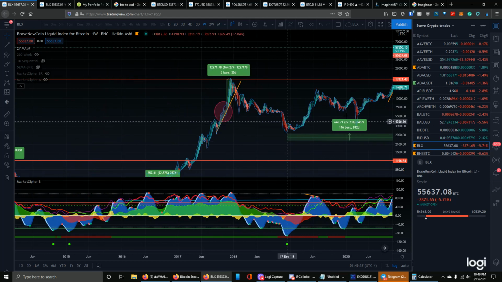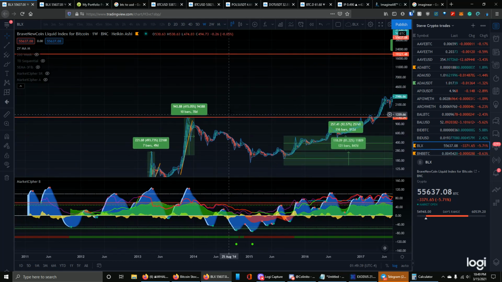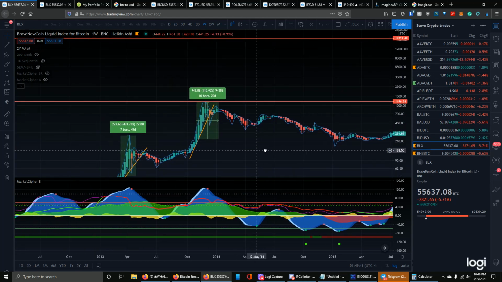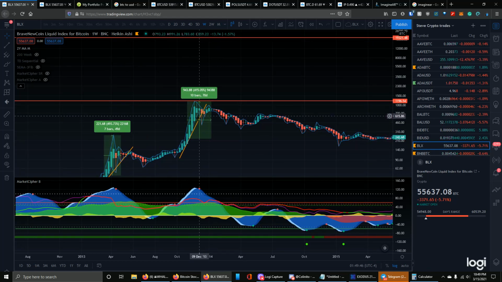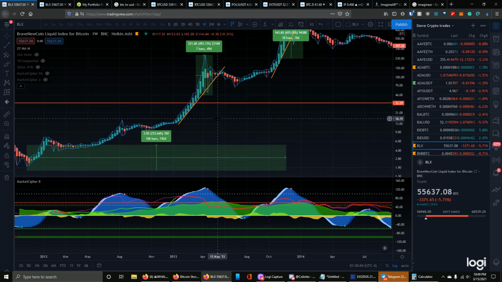Okay, same goes for this one, right? We're following this line, and then we get this huge gap from the parabolic line. This is a good time to start thinking about systematically taking profits. When you get the first candle that closes way above, way off of this line that it's been following, and you have to remember, it's been following this line for weeks at this point, right? These are weekly candles.